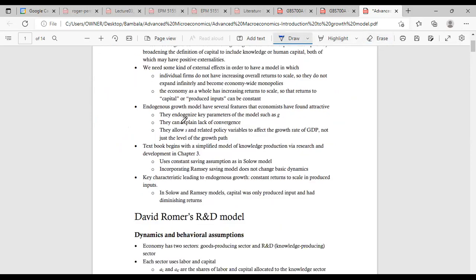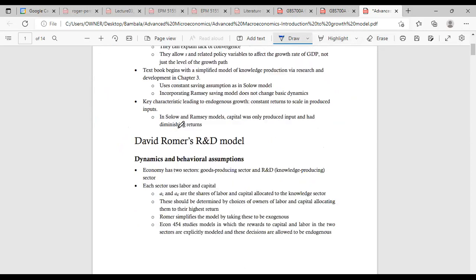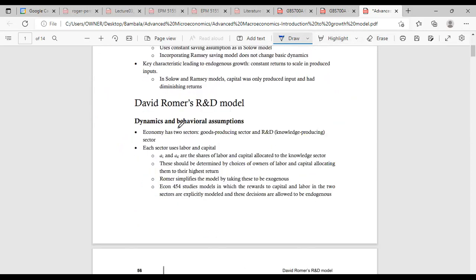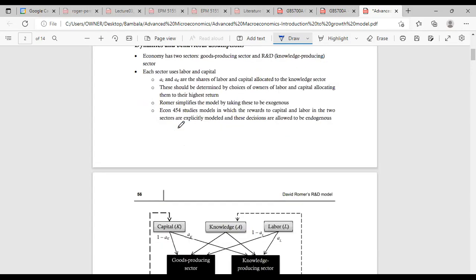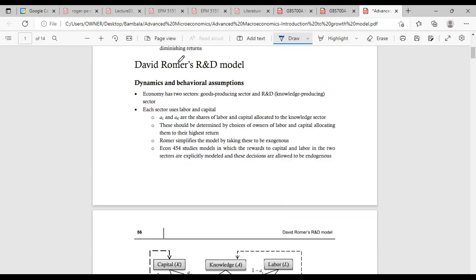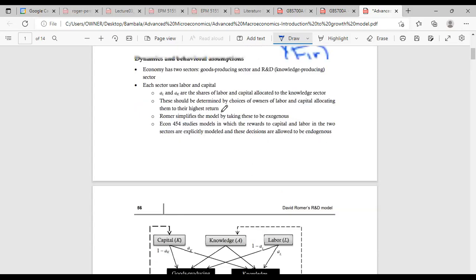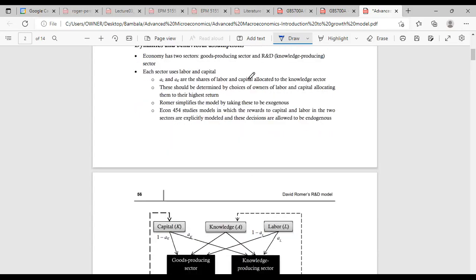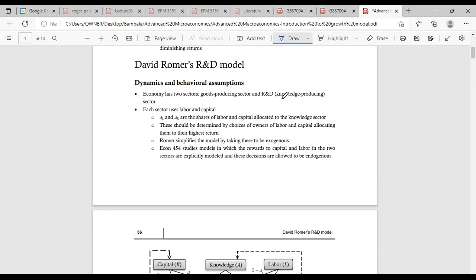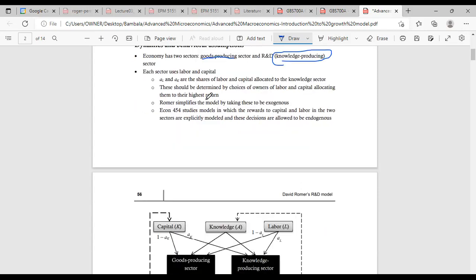The other feature that we have to look at now is David Romer's research and development model. That's what R&D means in this sense. Now, for research and development, Romer divided the sector into two. We've got the knowledge producing sector, which is the R&D, and we've got the goods producing sector. Now we have to take note of a few things.